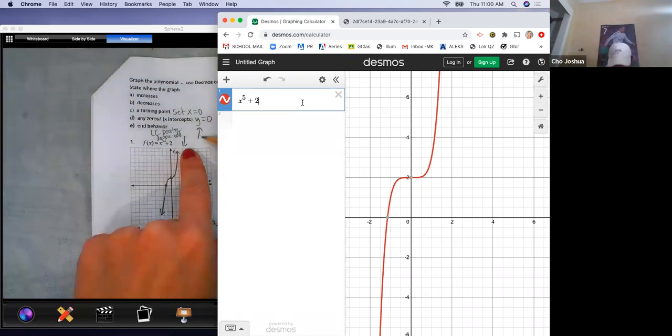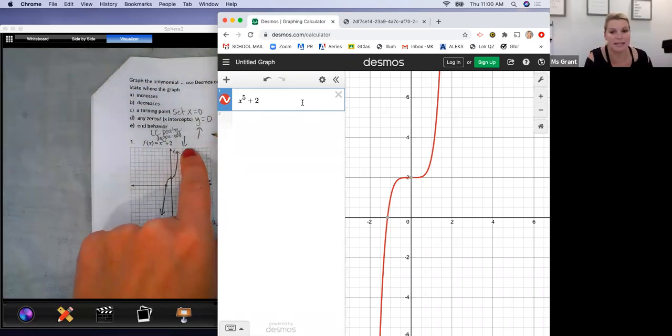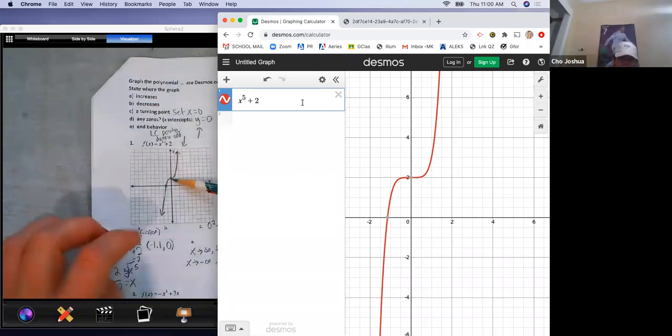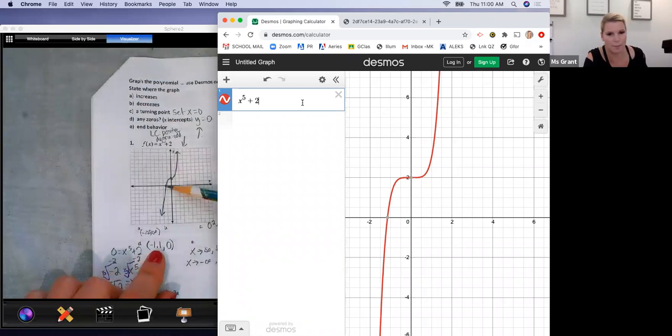So are you just eyeballing it? No, I had to actually go to Desmos to get it exactly. I knew it passed through 0,2 and I knew that the x-intercept was negative 1.1, but I didn't know anything else. So that's when you go to Desmos.